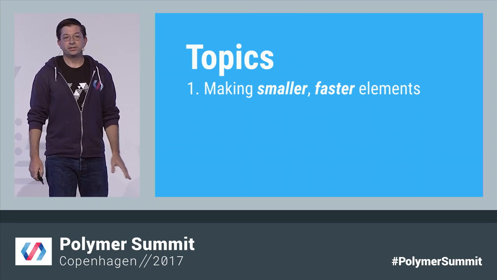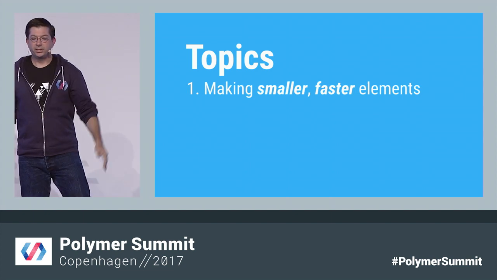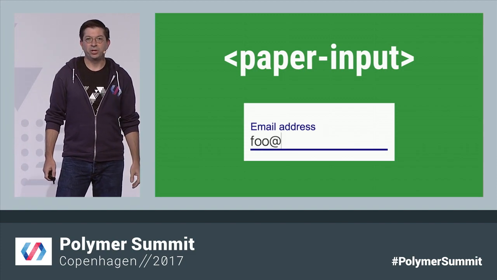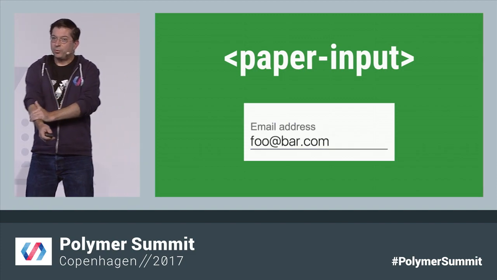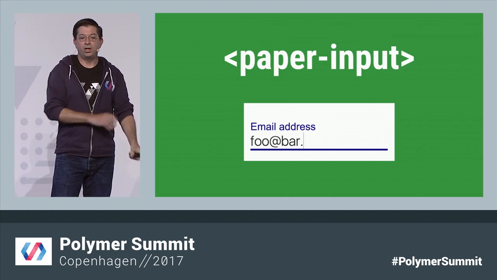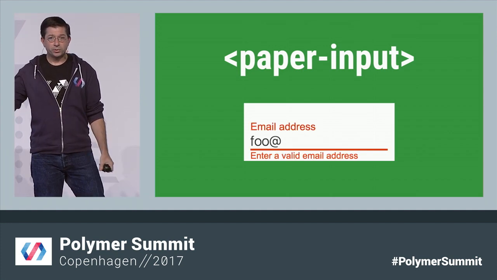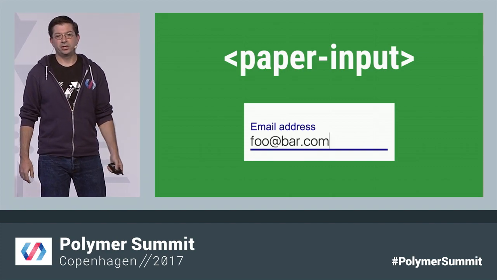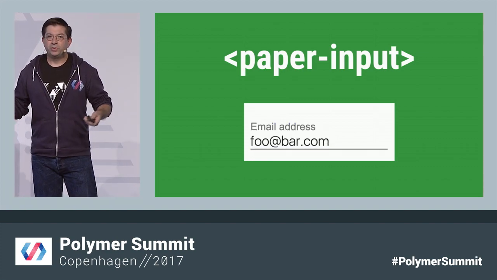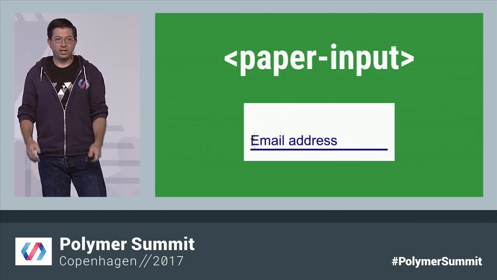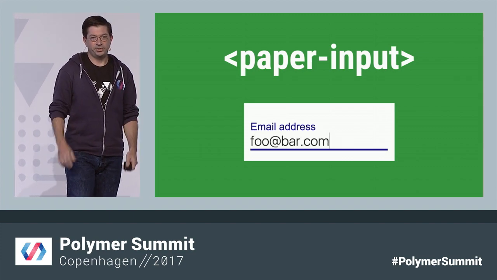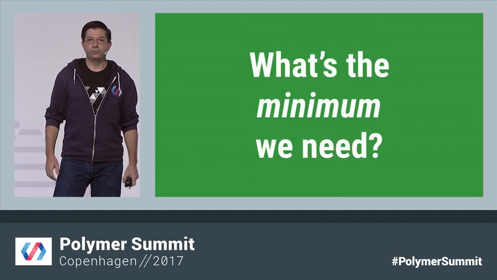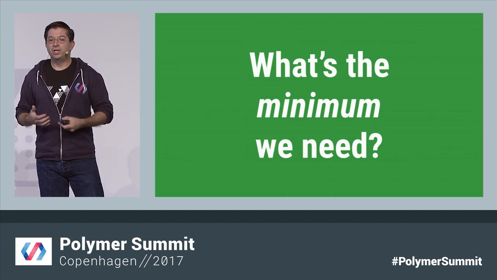All right, so let's start, and we'll look at making elements smaller and faster. And to do so, we're going to go ahead and remake an old friend of ours, paper input. Inputs are used in almost every web application, so if we can make a small, fast one, that'll be great. This one has this material design look and feel, has that animation, that validation effect with a customizable message. And of course, we know we need all of the native features from the input element, accessibility, all of the types, and all of that. So as we want to remake this to make it smaller and faster, we need to ask ourselves, what's the minimum that we need?